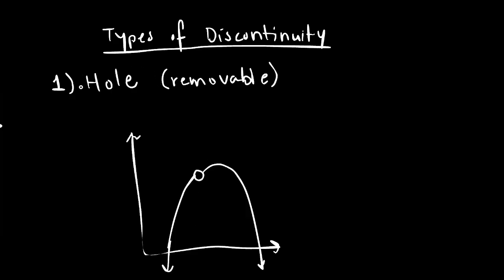Specifically, it's the first type here, a hole. And you can see the whole function is continuous except at this point where we have a hole. This is called a removable discontinuity because we can simply remove it by filling in this hole. If we fill up the hole, we now have a continuous function. And this is not going to be possible with some of your other types of discontinuities.